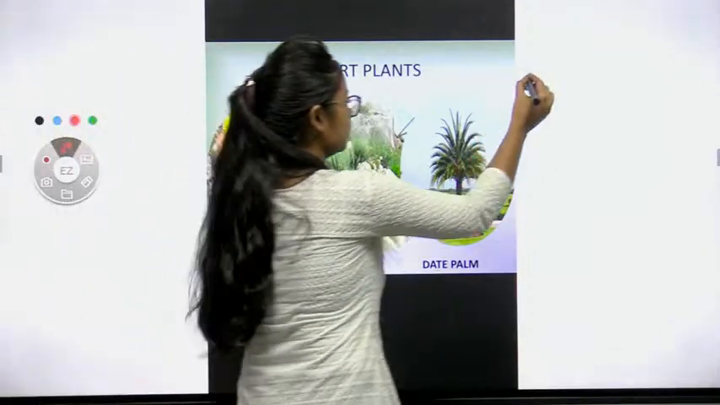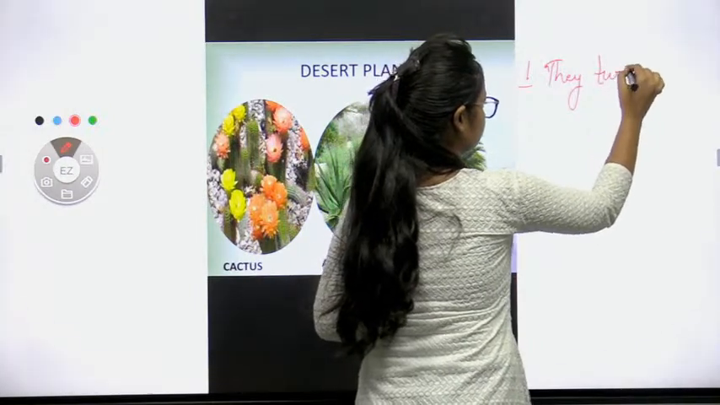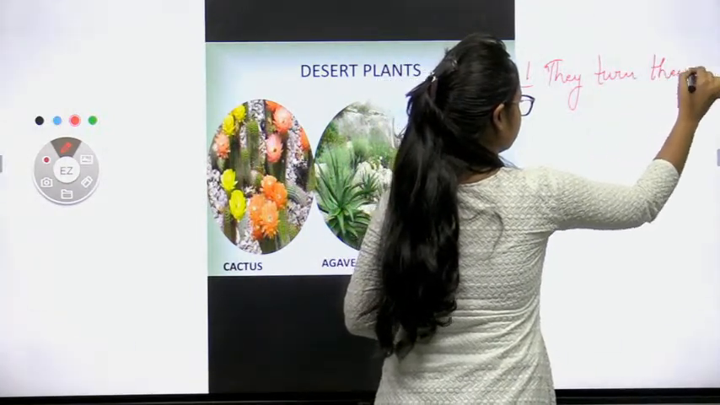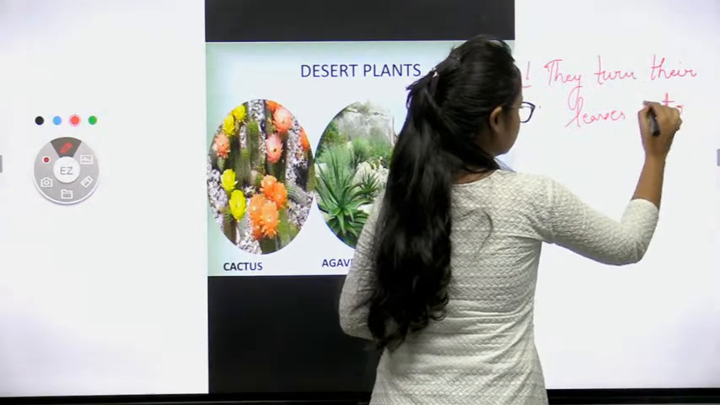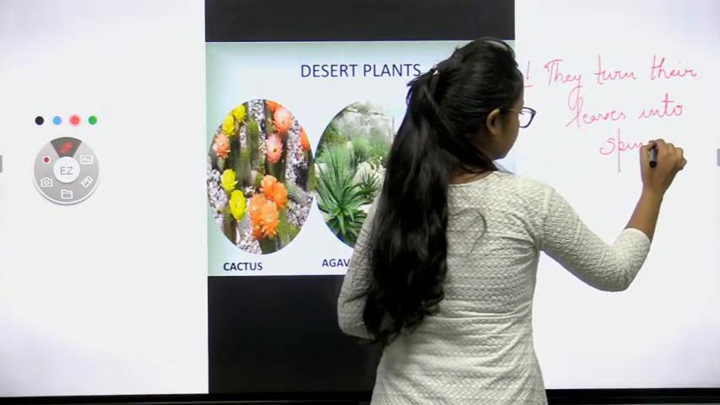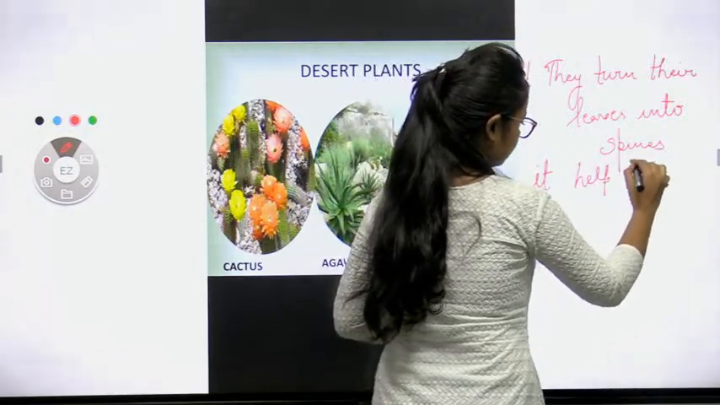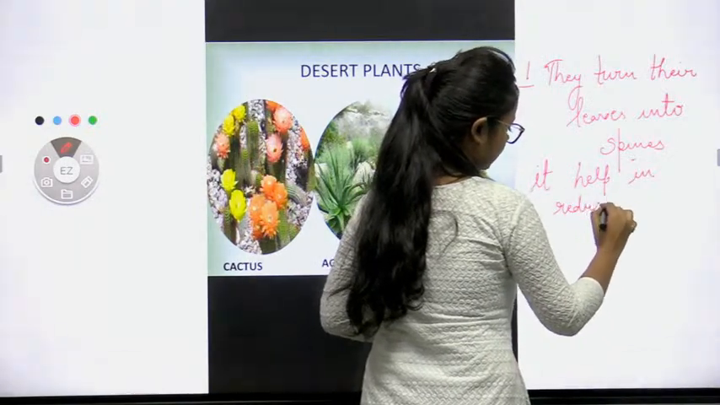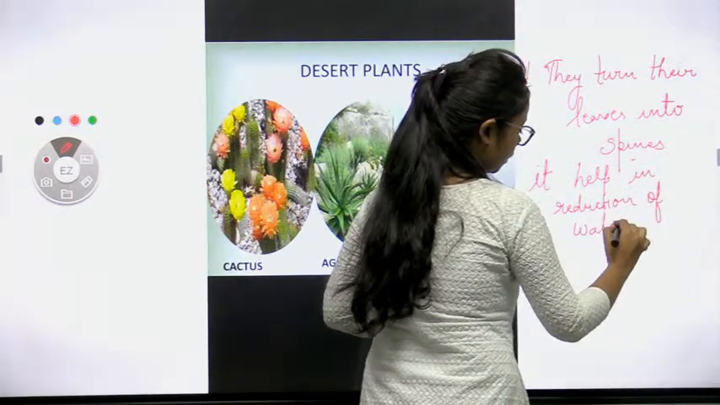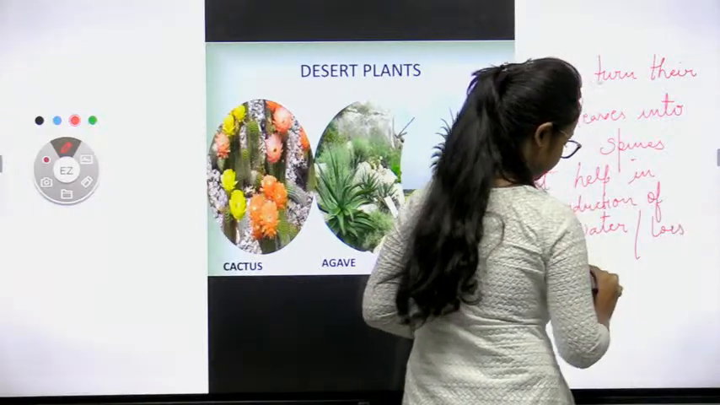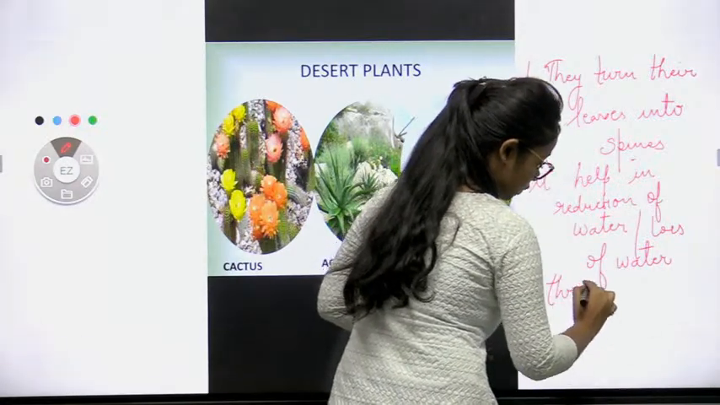You can write that they turn their leaves into spines. Why? Because it helps in reduction of water, or you can say loss of water through transpiration. Now you all know what is transpiration.